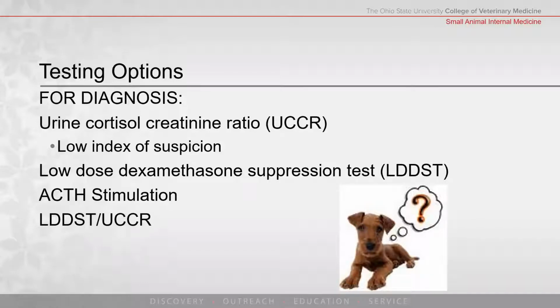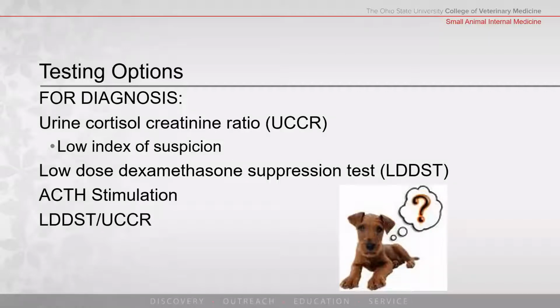So you've got a PUPD animal, their kidney values are up a little bit, their liver values are up a little bit. You're just trying to rule out Cushing's and take it off the table. That's a great use of the UCCR. If the UCCR is normal, that patient does not have Cushing's, meaning they are not dumping enough cortisol into their urine to have Cushing's disease.